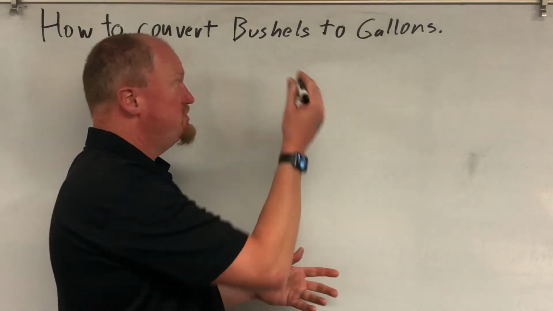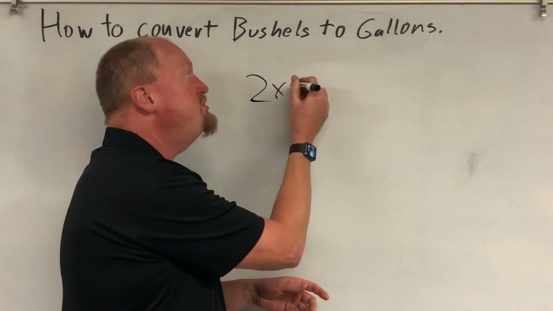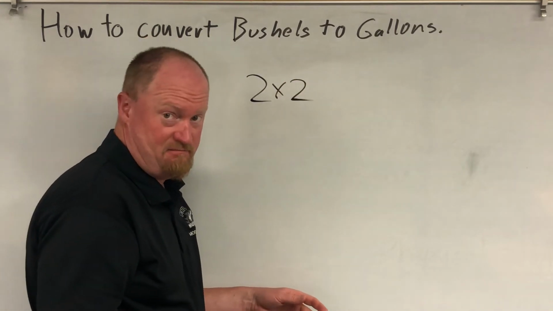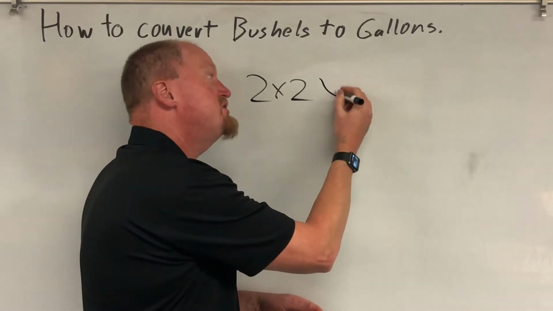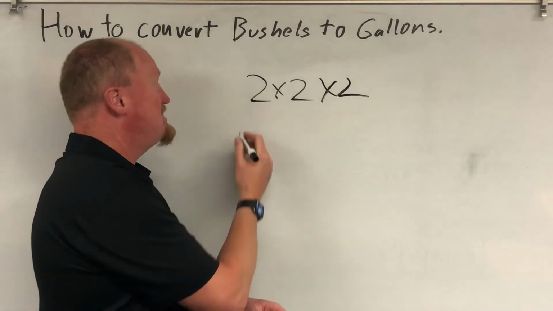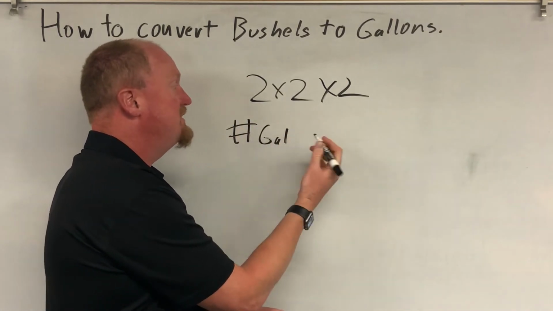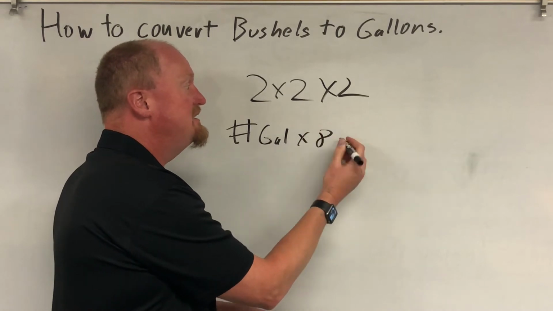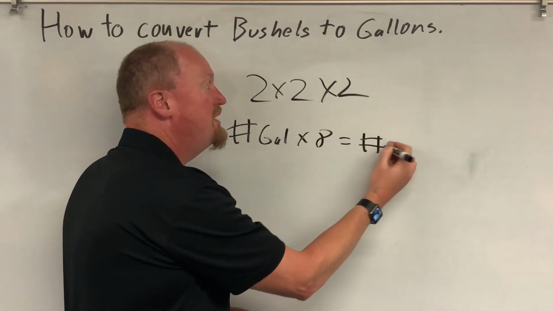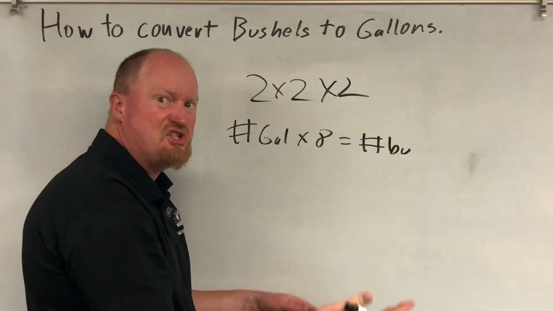Well, there are 2 gallons in a peck. There are 2 pecks in a kenning. And there are 2 kennings in a bushel. So it's 2 times 2 times 2, which basically means that the number of gallons times 8 is equal to the number of bushels. Now it could be either BU or BSH.